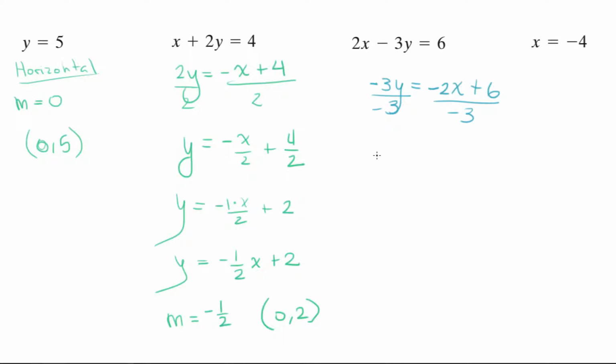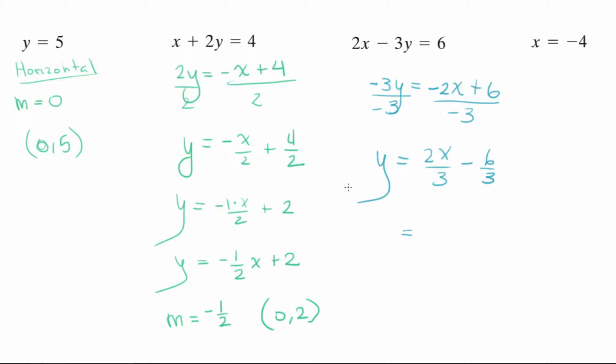Negative 3 divided by negative 3 equals 1. Negative 2x over negative 3 is positive 2x over 3. Positive 6 divided by negative 3 is negative 2. Let me just not skip that step because I know some people might not like that. So I'm going to write it as negative 6 over 3.